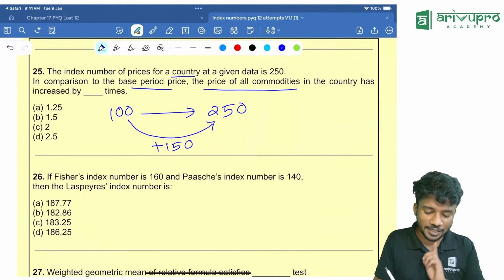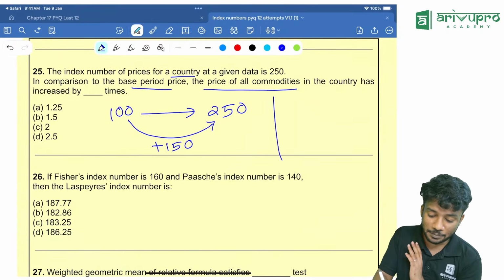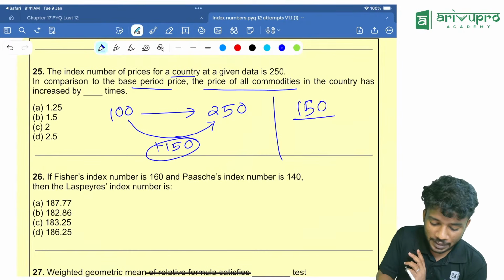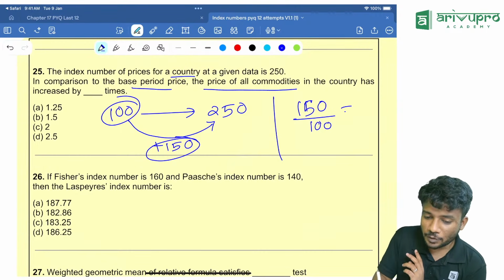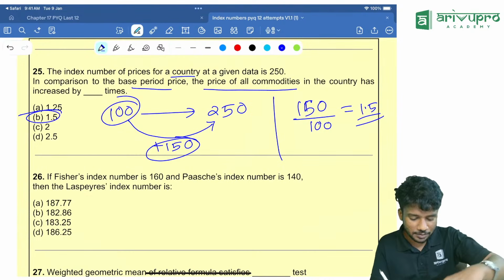Now the question: how many times is the increment? The increment is 150, divided by the base, which was 100. So the answer is 1.5. Option B is your answer.